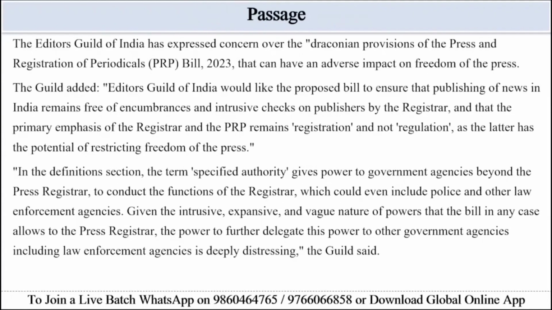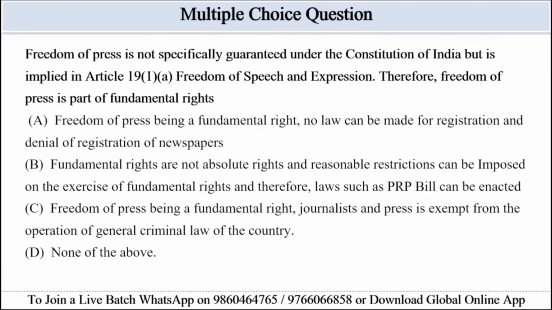The passage reminds that press freedom can be restricted through laws like the PRP bill and criminal statutes, UAPA and sedition, and that the guild is concerned about misuse, not about the impossibility of regulation itself. It implies that regulation is possible but must not be arbitrary or excessive. So option A, no law can be made for registration and denial of registration of newspapers. This is incorrect constitutionally. Fundamental rights are subject to reasonable restriction and regulatory laws, including registration, do exist.